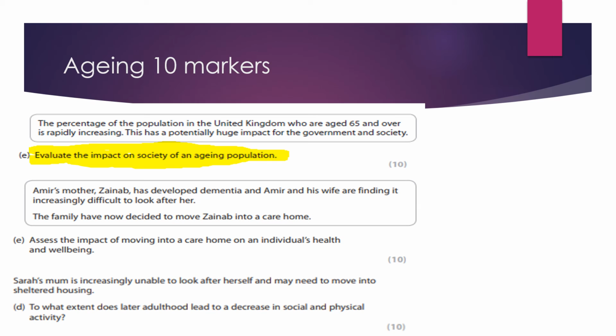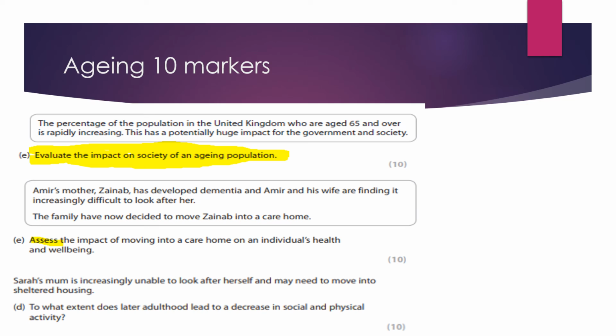You've got this question about a lady going into a care home. So again, assess, very similar to evaluate. You're going to talk about the positives and the negatives of her moving into a care home. How that's going to maybe improve her health, but also how it can have a negative impact on her health.